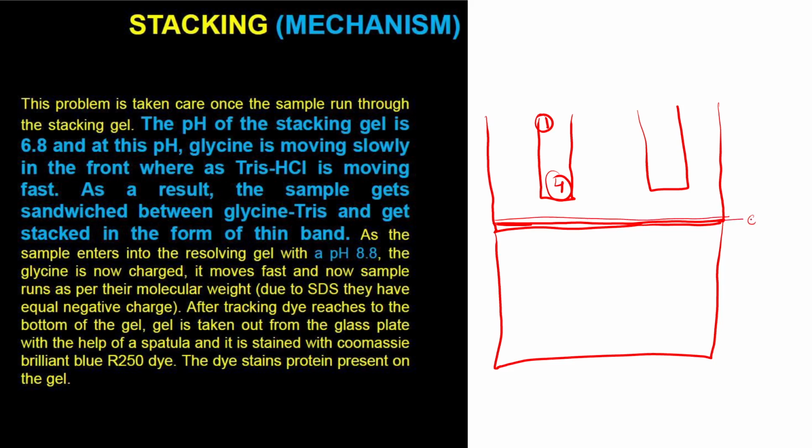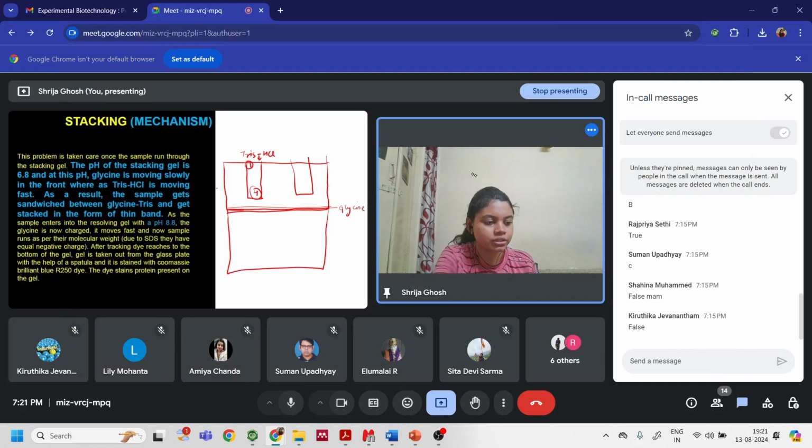So glycine will form a bridge here, and since tris is moving fast, what will tris do? Tris HCl will start pushing all these molecules, and glycine will stop these molecules. So it's like a sandwich situation, okay.